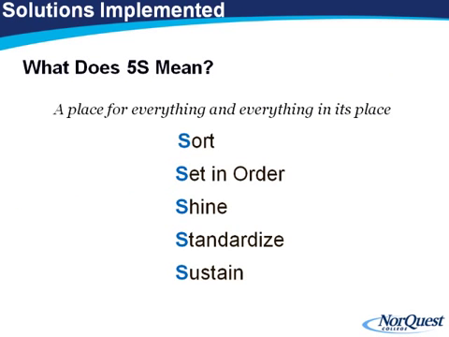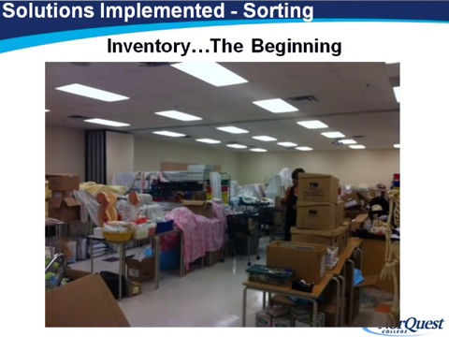5S: sort, set in order, shine, standardize, and sustain. We started off with sorting. Using the double classroom in HEC 106, we inventoried over 350 different types of equipment from all 6 PN labs. You can see there are these random bed sheets covering. That was actually put there by our staff because after inventorying for over 3 weeks, it got overwhelming to look at, so they visually had to cover it to maintain some sanity.